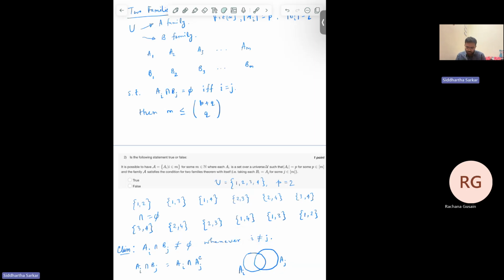So even then, aj's complement will have some element with ai. But as long as ai and aj are not identical, there will be some element which is common to ai and aj complement. But then we know that every ai is different from aj. So no ai is identical to another aj. So therefore, this is definitely non-empty.